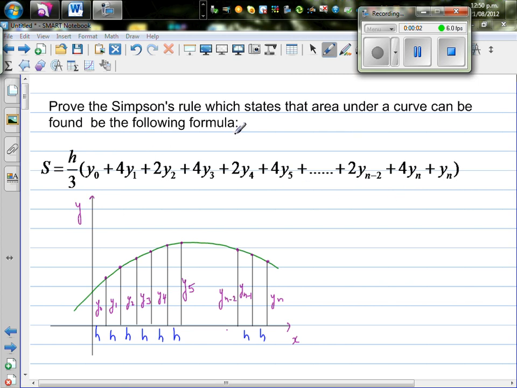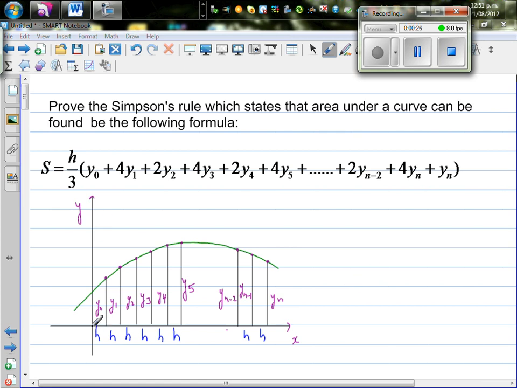Through Simpson's rule, which states that the area under a curve can be found by the following formula. This is an estimation, and it is also called the numerical integration method. Here, the formula for the area under the curve S is given by h over 3 times y0 plus 4y1 plus 2y2 and so on.